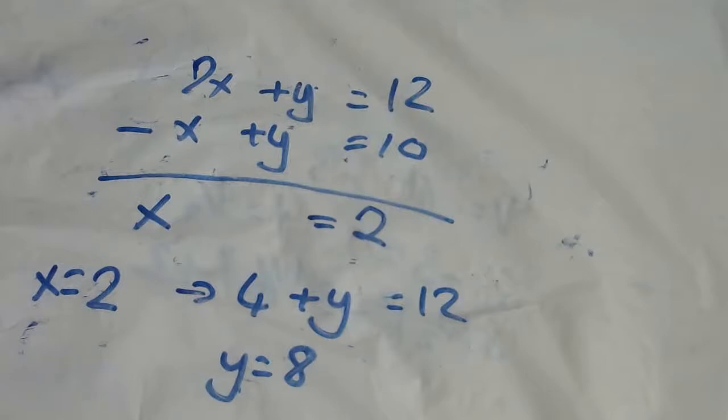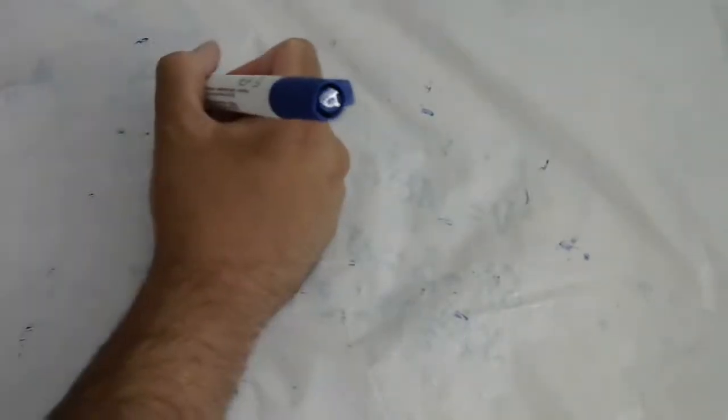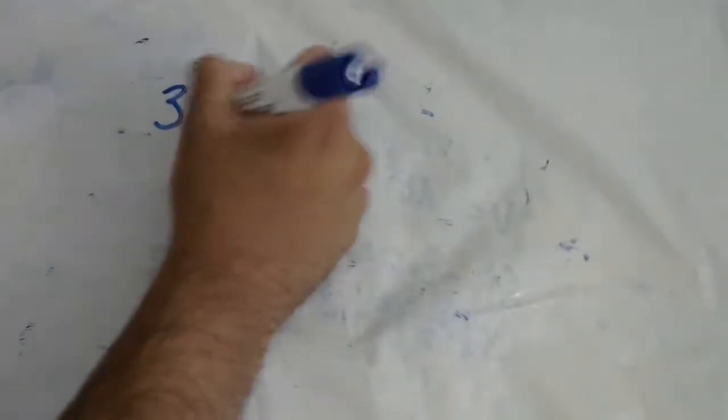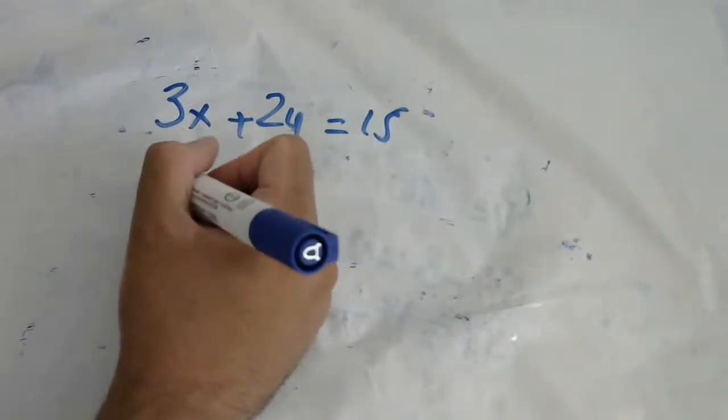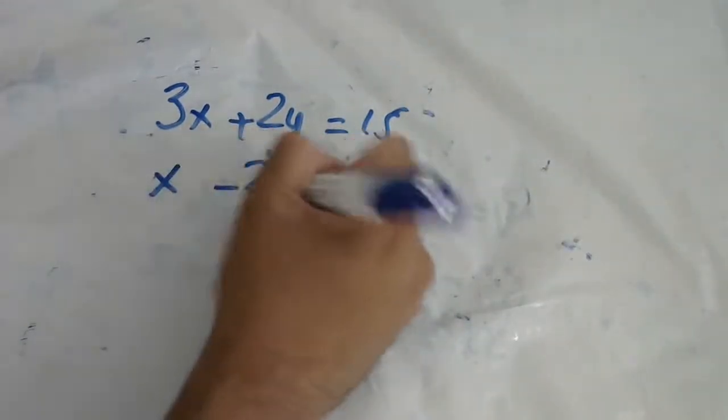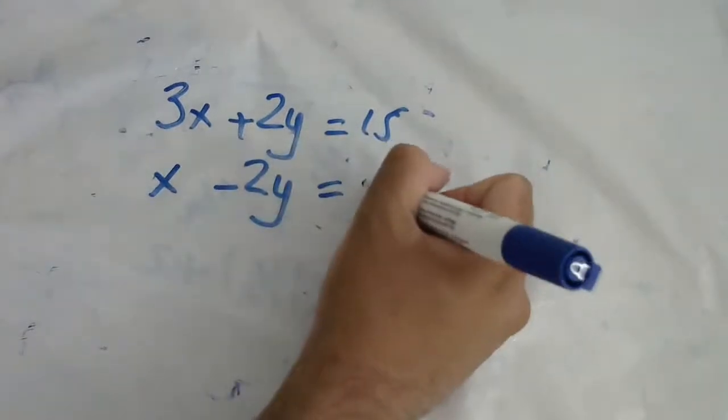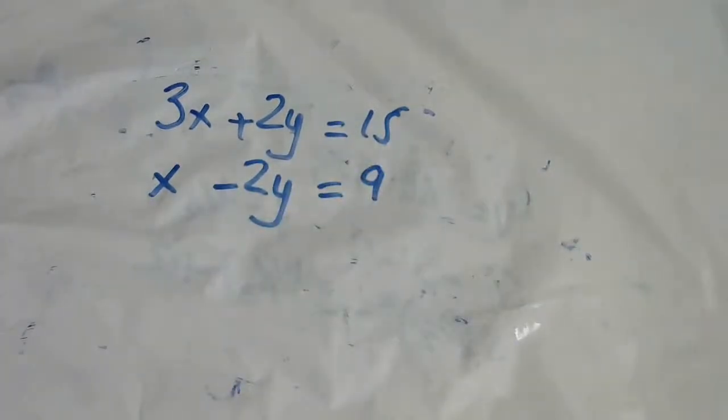All right. So have you finished copying? Yep. And the master is finished copying. Let's do another example. So here we've got 3x plus 2y equals 15, and we've got x minus 2y equals, I don't know, 9. So we've got two equations here.